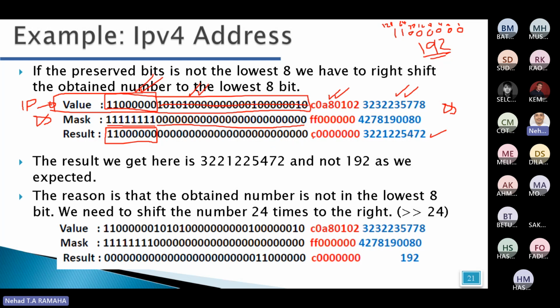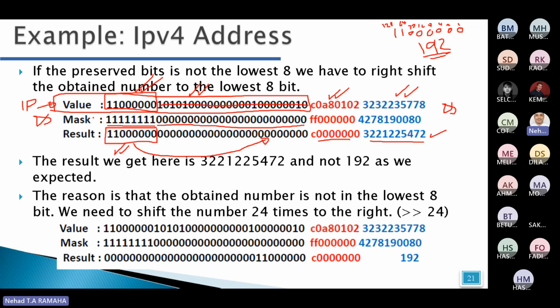But look at the result. The result here is in hexadecimal, it's C000. In decimal, it's 3,221,225,472. It's not 192 as we need. Why? Because this is at the most left side. We need this number to come here at the most right side, not the left side.